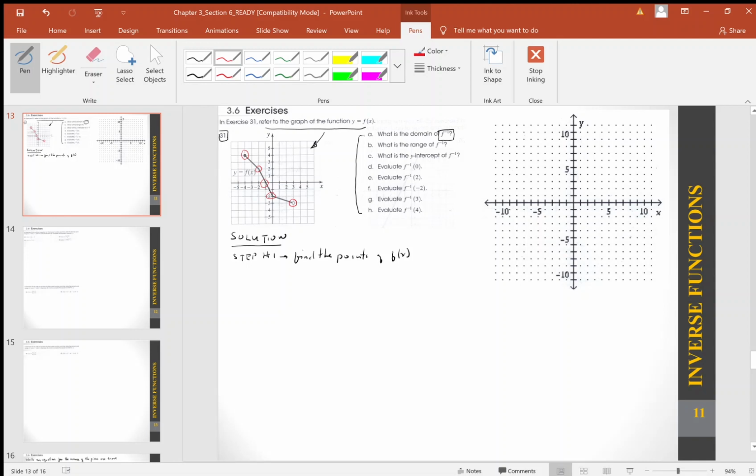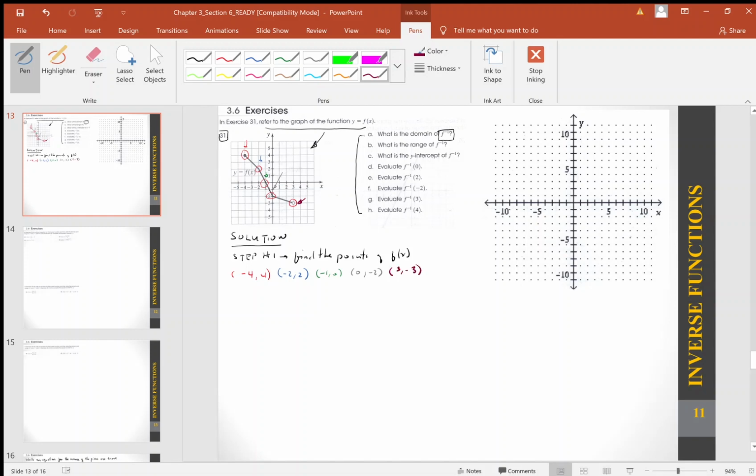So the first one here is going to be -4, 4. The next one here is going to be -2, 2. The next one is going to be here, and that's going to be -1, 0. The next one, which is right here, and that's going to be 0, -2. And then the last one, which I could use a different color, right here is going to be 3, -3.